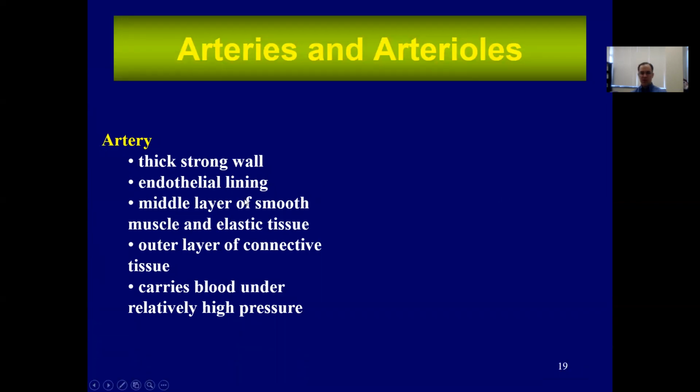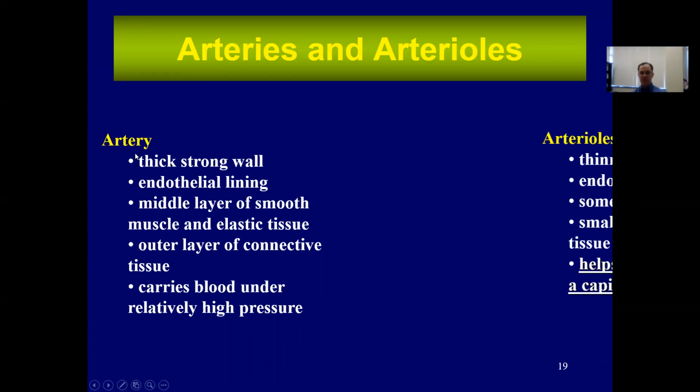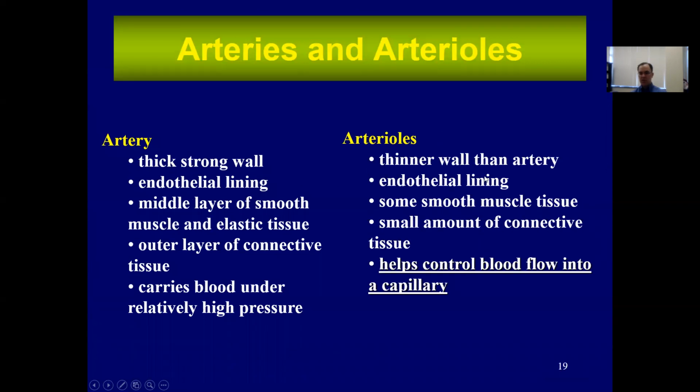They have a thick, strong wall, an endothelial lining, and a middle layer of smooth muscle and elastic tissue, and they carry blood under relatively high pressure. So you have the heart to the artery, and then you have the arterioles, with a thinner wall than the artery and an endothelial layer. They help control blood flow into a capillary and are responsible for controlling blood pressure in our body.